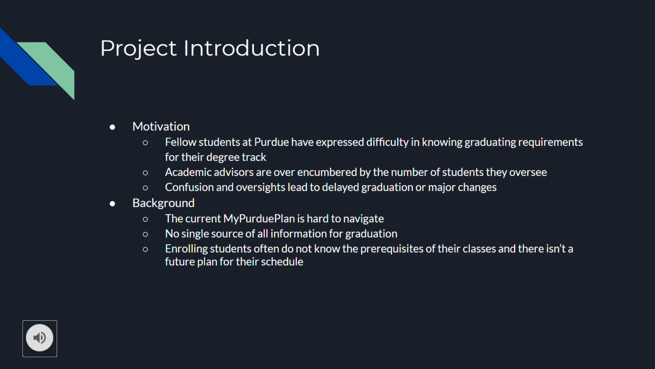The current My Purdue plan is kind of hard to navigate, and because of that, we also don't have a single source that provides all the information needed for graduation. This is especially hard on enrolling students who are new to the environment, new to this registration system, and don't know the prerequisites of their classes, and they don't even have a future plan for their schedule.